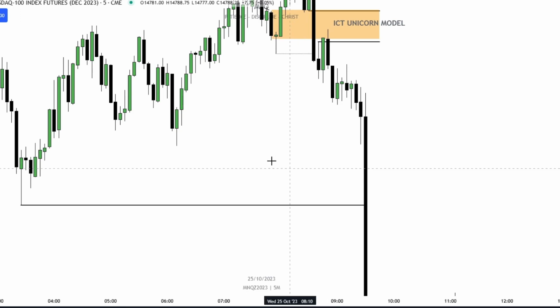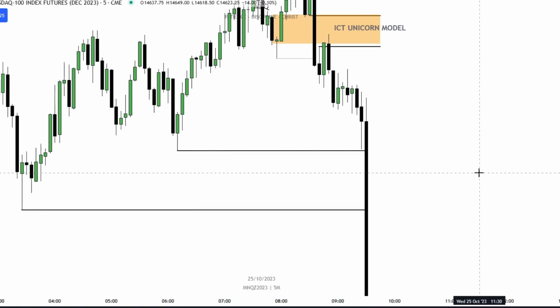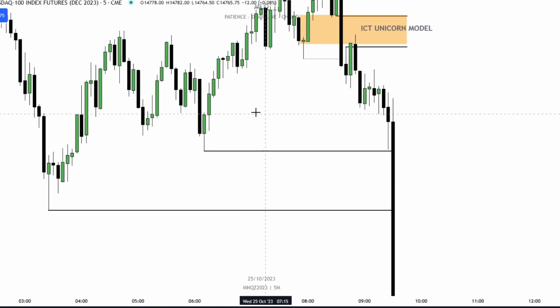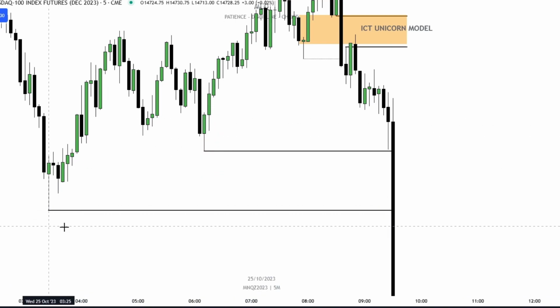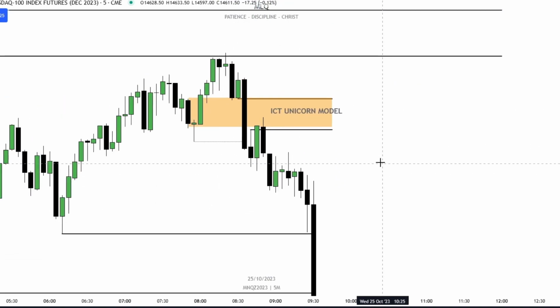I always move my stops to break even at internal and take partials. That would be here. This is internal liquidity. This is external liquidity. My full profits are at external liquidity. My partials and break even is at internal liquidity.